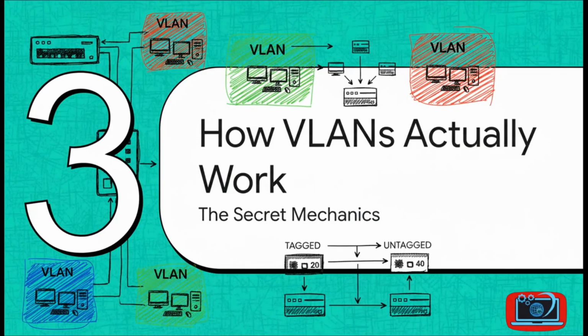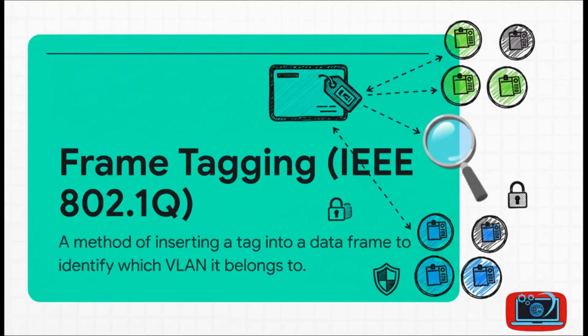It's brilliant. This all sounds great, but how does the switch actually pull this off? How does it know which data belongs to which virtual department? Let's take a look under the hood and see what's really going on. The real magic behind VLANs is a process called frame tagging. The industry standard for this is called IEEE 802.1Q.